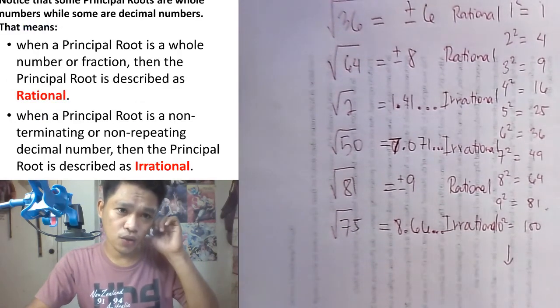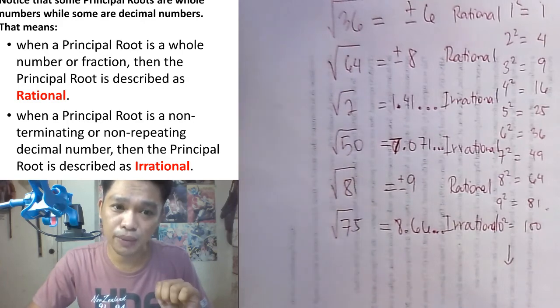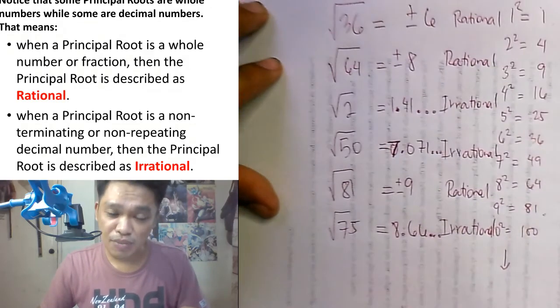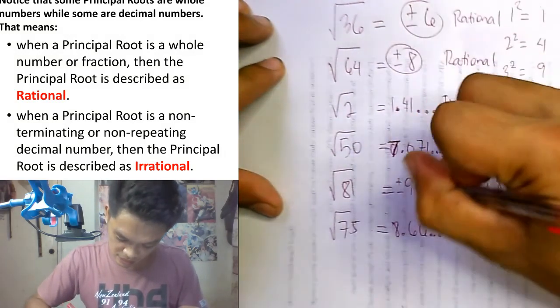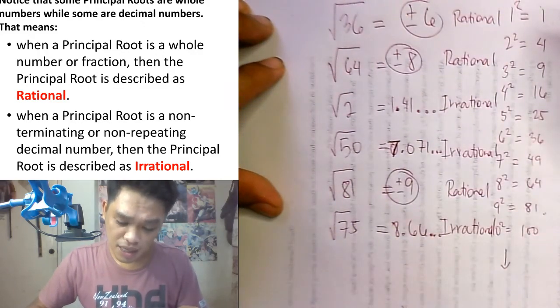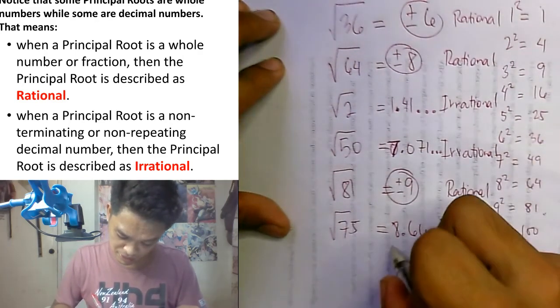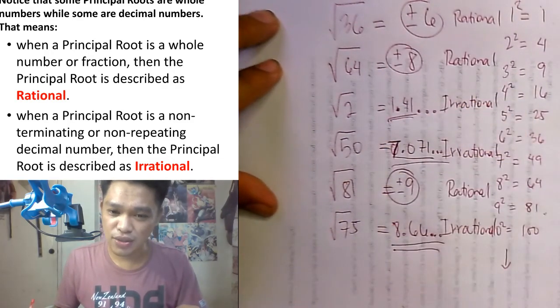So what we did a while ago is identify the principal roots of whole numbers, while some are decimal numbers. When a principal root is a whole number or a fraction, similar to this one (6 is also a fraction because it has an invisible denominator of 1), the principal root is described to be rational. So this one and this one are rational numbers. At the same time, when it is a non-repeating and non-terminating decimal, then it is an irrational number. So that ends our Lesson 1. Thank you.